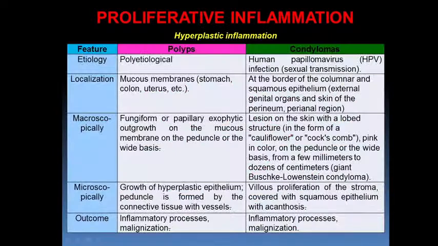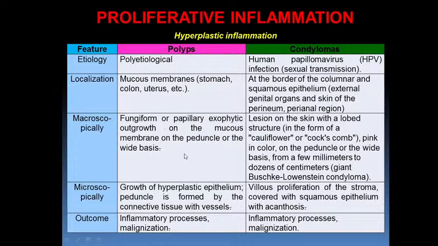Next variant of proliferative inflammation is hyperplastic inflammation, or inflammation with formation of polyps and condylomas. In this table we can see the difference between polyp and condyloma. Polyps are usually polyetiological. In condylomas the reason is human papillomavirus. Polyps are localized in mucous membranes, in stomach, colon, uterus and so on. Condylomas are located in the border of columnar and squamous epithelium, in external genital organs, skin of the perineum and perianal region.